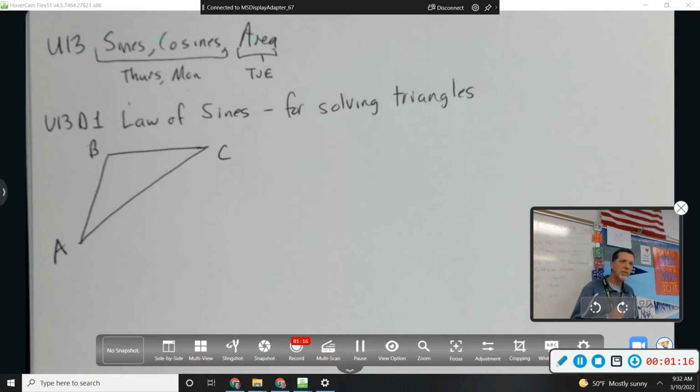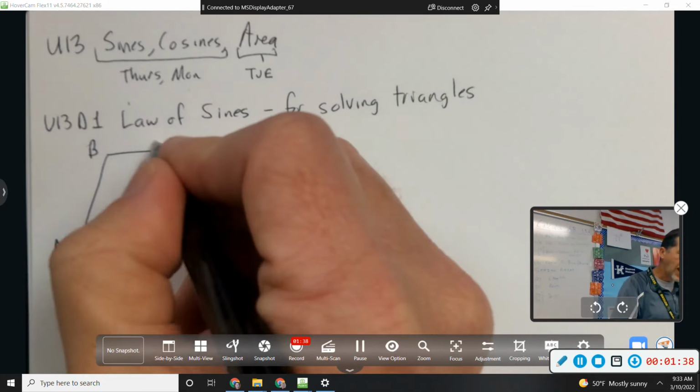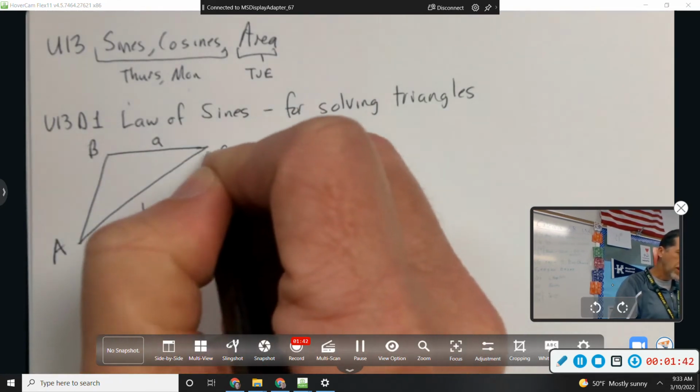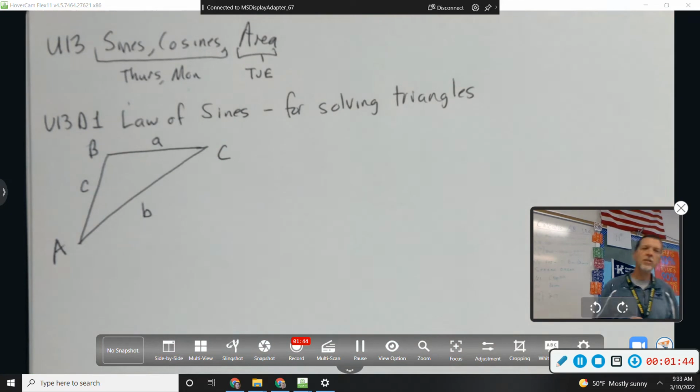So triangle ABC. This might seem minor, but it's super important that the side goes across from the angle of the same name. So side A, side B, and side C, once the angles are on there, the sides are not random. Side A has to go across from angle A, side B across from angle B, and side C across from angle C.